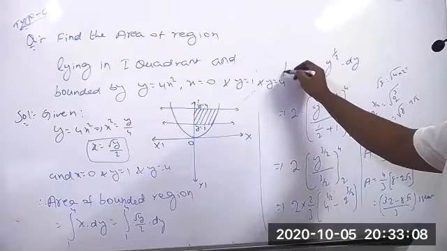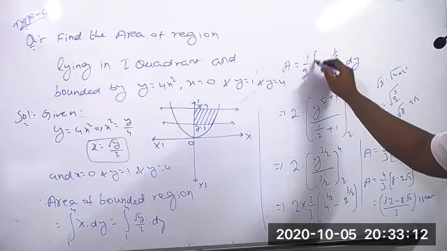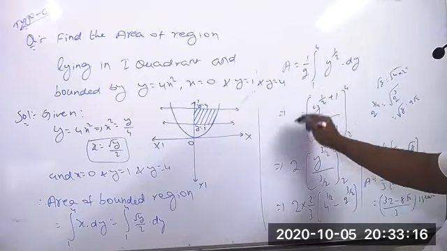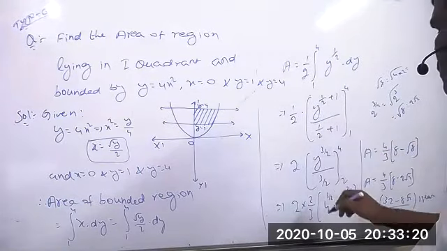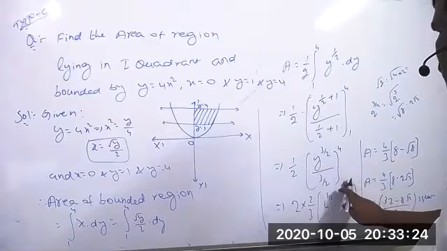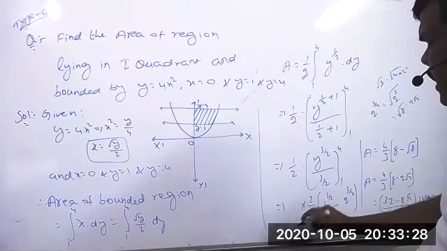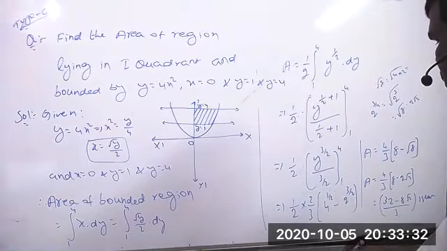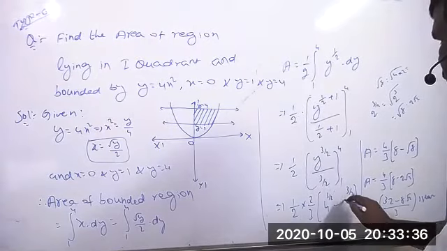So therefore area equals integration of 1 by 2, you can take outside, from 1 to 4. You can write now 1 by 2 into 1 to 4. So 1 by 2 into 2 by 3, 4, and this is the minus 1 we will get here 1.